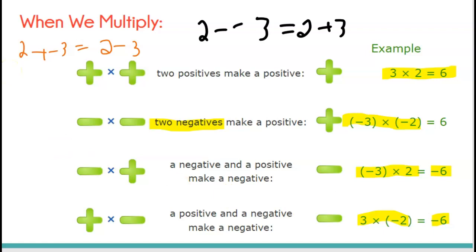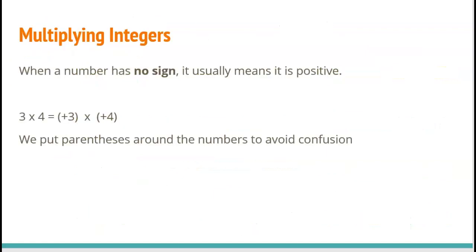So let's go ahead and continue with this. What happens when your number has no sign, meaning you don't see an addition or subtraction? It usually means it's positive. So we can take that to the bank and understand that if we have a positive 3 times a positive 4, we don't necessarily need to write down the positive symbols. Sometimes we do put parentheses around numbers to avoid any confusion.